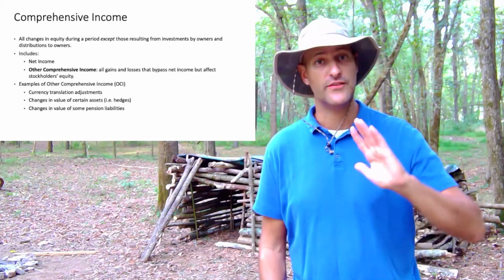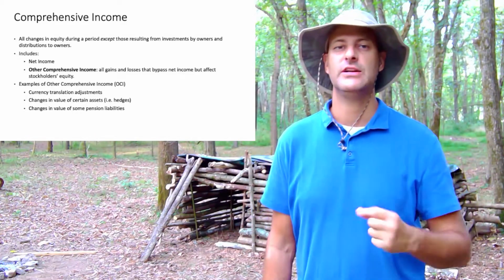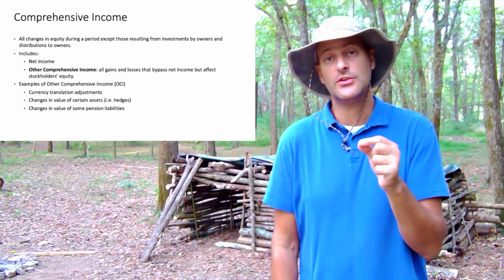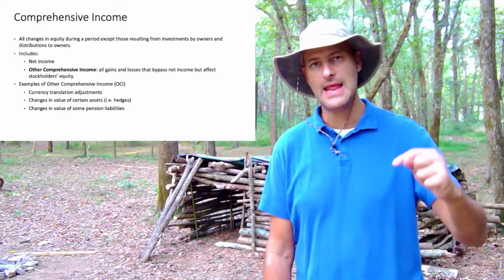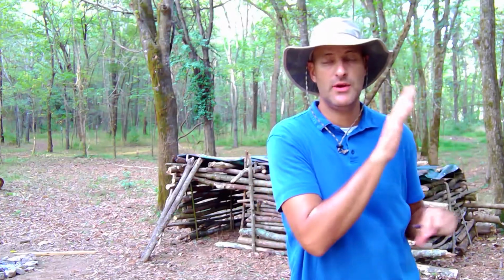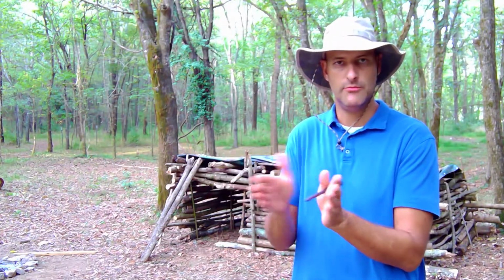Most people are familiar and comfortable with net income. Other comprehensive income is other stuff. It's all the gains and losses that bypass net income, but they still affect equity. We just looked at retained earnings, which aren't affected by comprehensive income. There is a whole account called accumulated other comprehensive income, which is the other piece of other comprehensive income. So again, other comprehensive income is all gains and losses that bypass net income but affect stockholders' equity. Comprehensive income is both net income and other comprehensive income. Those two components make up comprehensive income.